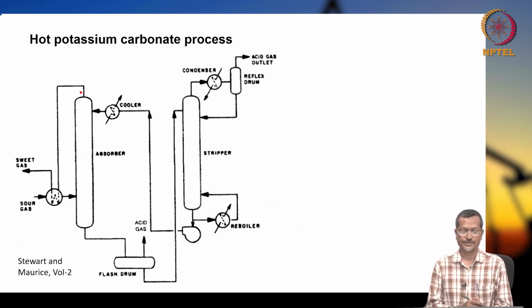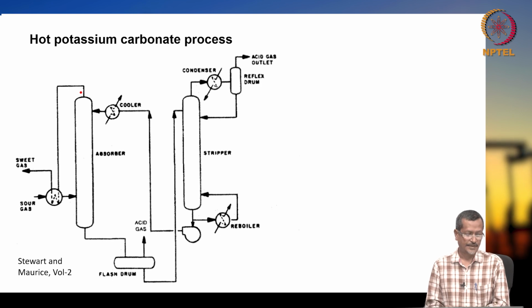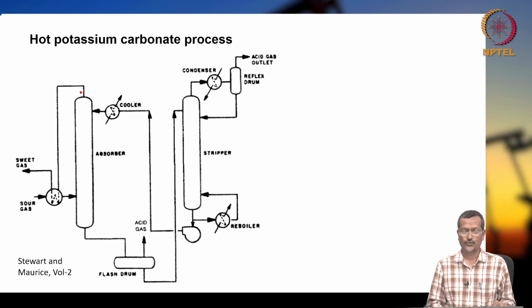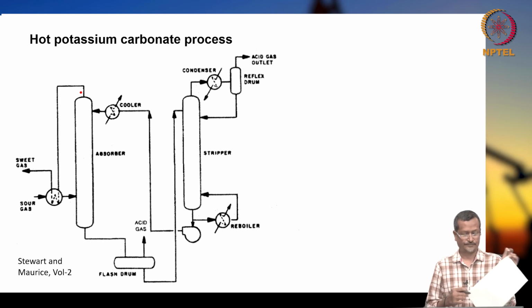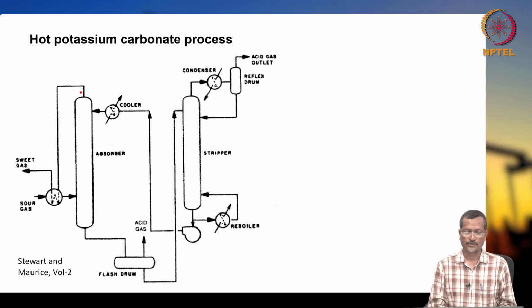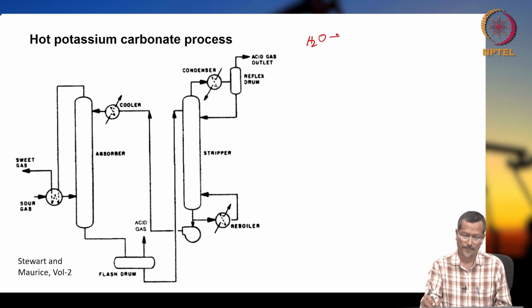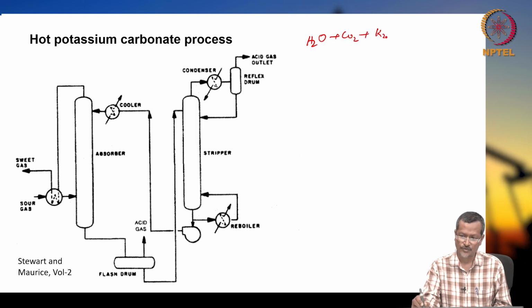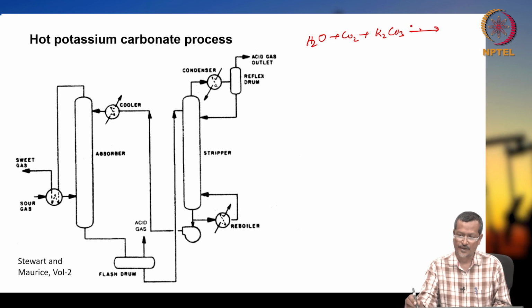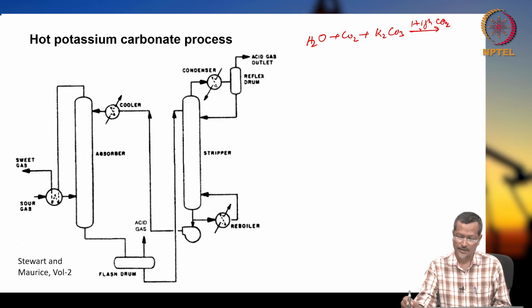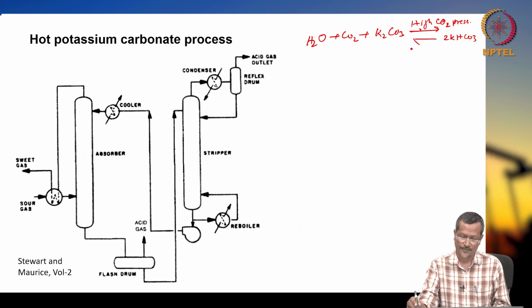Hot potassium carbonate process. So, this is another process other than amine process. Here potassium carbonate is used to separate H2S. So, how does this work? H2O plus CO2 plus K2CO3. So, high temperature, high carbon dioxide pressure is there. So, it will produce 2KHCO3, potassium bicarbonate, and if in reduced temperature, reverse thing will happen.